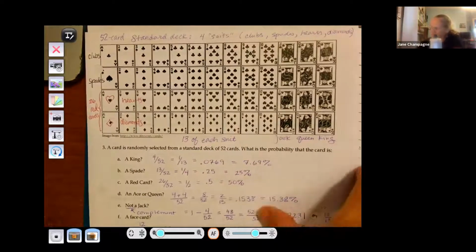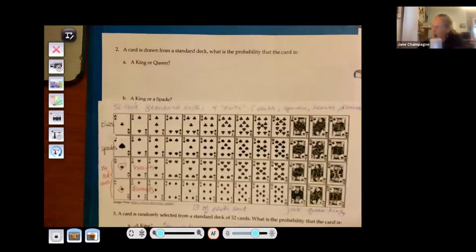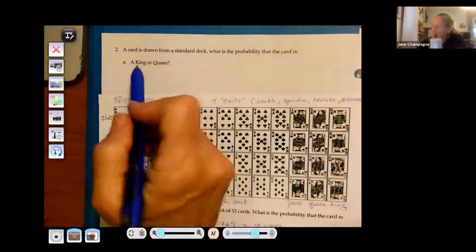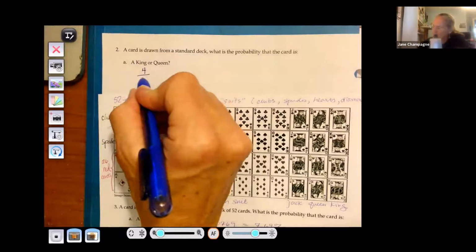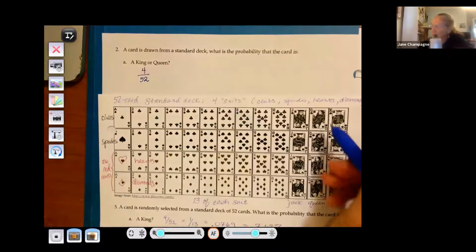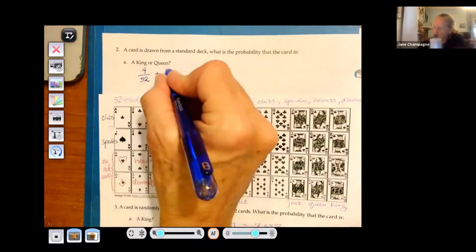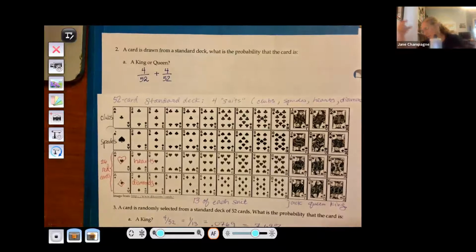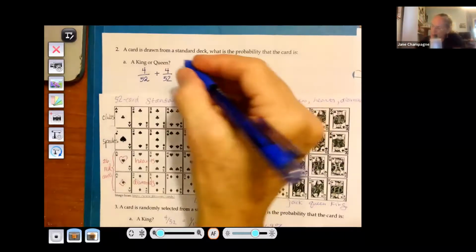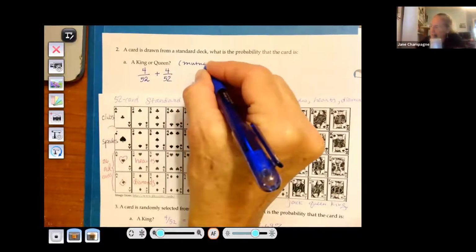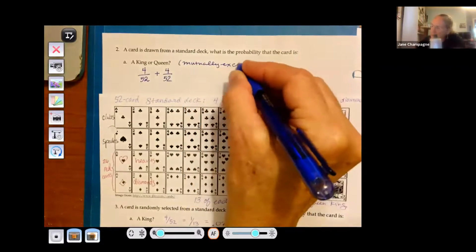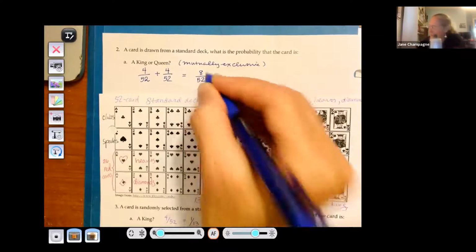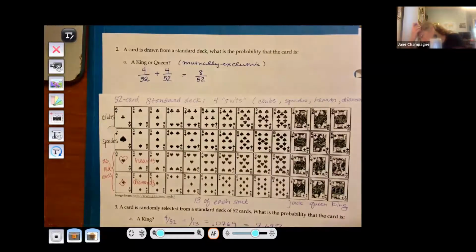All right, so in particular, we're looking at kings and queens. There's 4 of each. So the probability of a king is 4 out of 52. Probability of a queen is 4 out of 52. So we add those together. And these are separate, right? There's no card that is both a king and a queen. So these are mutually exclusive. So all we have to do is add. Which hopefully makes sense because there are 8 distinct cards out of the 52 that are kings and queens.